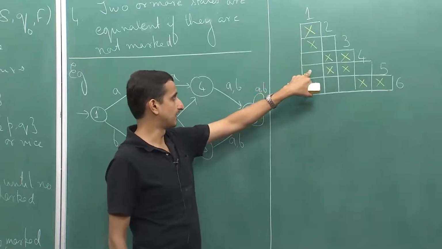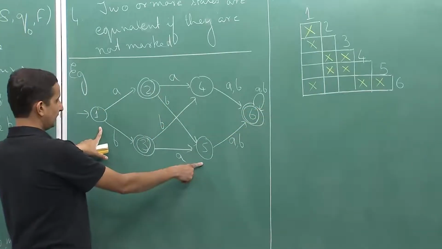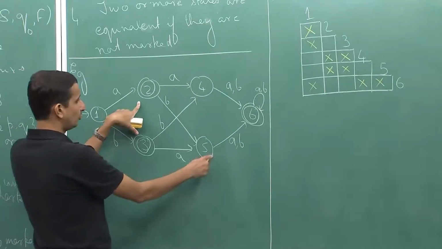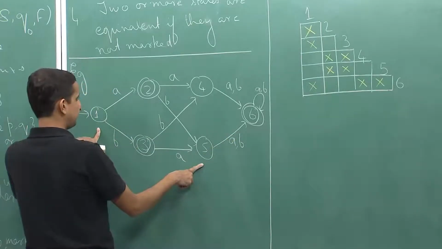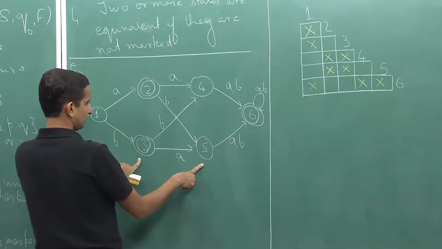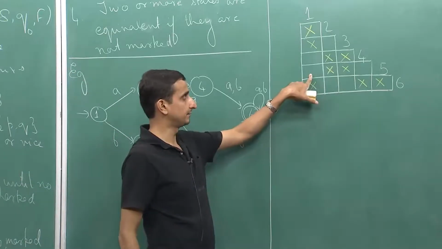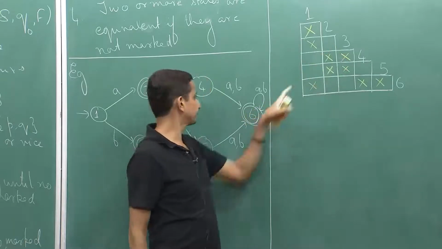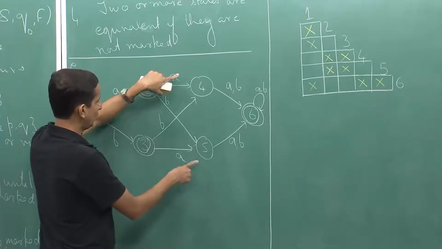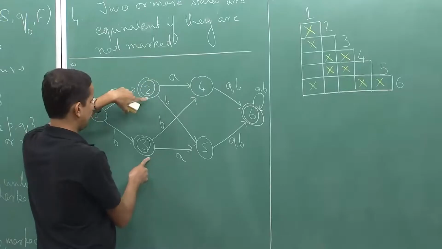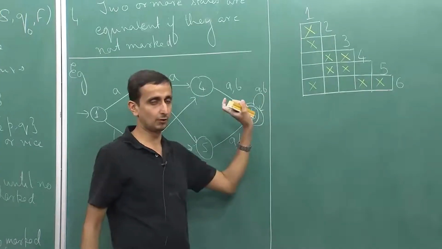Let us look at the next unmarked pair 1 comma 5. So, from 1 comma 5 on a A we go to 2 comma 6 which is not marked, and from 1 comma 5 on a B we go to 3 comma 6, again that is not marked. So, we cannot mark 1 comma 5. Now, let us go to 2 comma 3. Okay. So, from 2 comma 3 on an A we go to 4 comma 5 which is not marked, and on a B again we go to 4 comma 5 which is not marked. So, we cannot mark 2 comma 3.